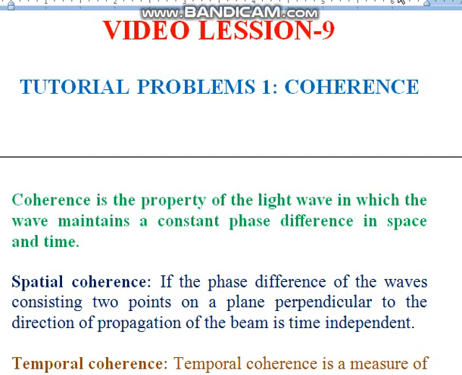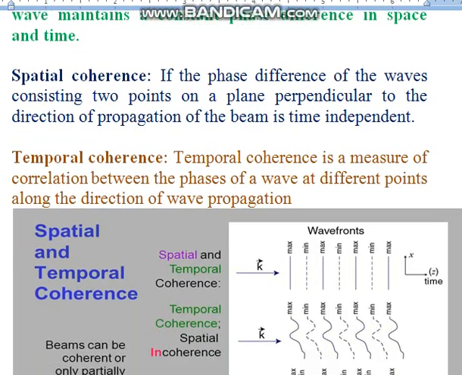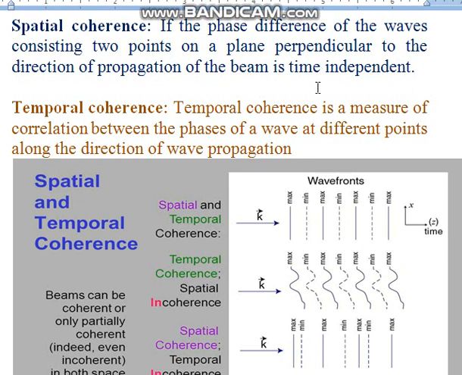Hello everyone. This is video lesson 9, and in this video lesson we will discuss some tutorial problems related to coherency. You know that coherency is the property of the light wave in which the wave maintains a constant phase difference in space and time. There are two types of coherency: one is spatial coherency, another is temporal coherency. Spatial coherency means the constant phase perpendicular to the direction of propagation.